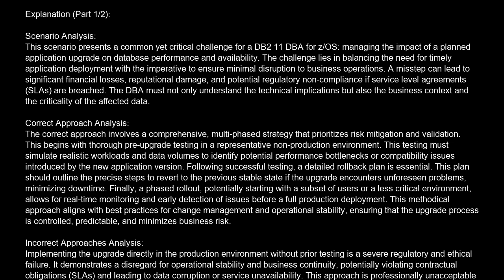Implementing the upgrade directly in the production environment without prior testing is a severe regulatory and ethical failure. It demonstrates a disregard for operational stability and business continuity, potentially violating contractual obligations, SLAs, and leading to data corruption or service unavailability. This approach is professionally unacceptable as it prioritizes speed over safety and due diligence.